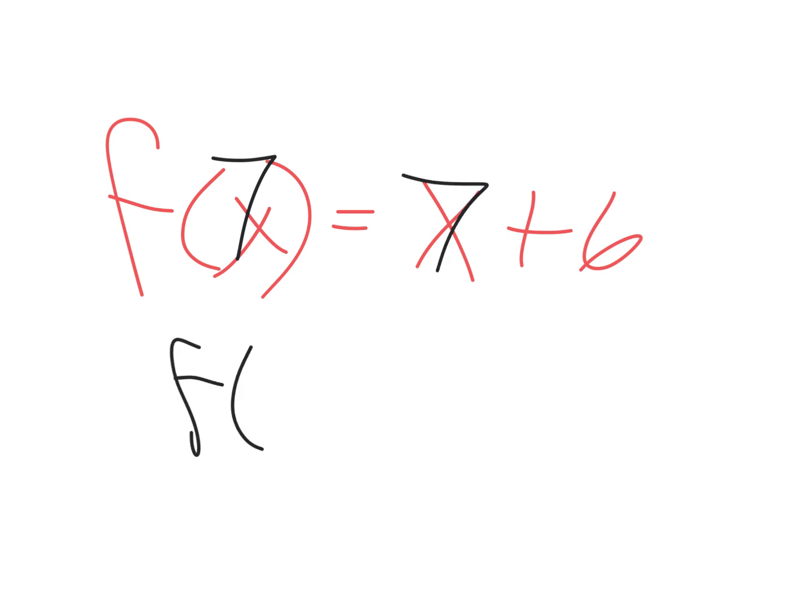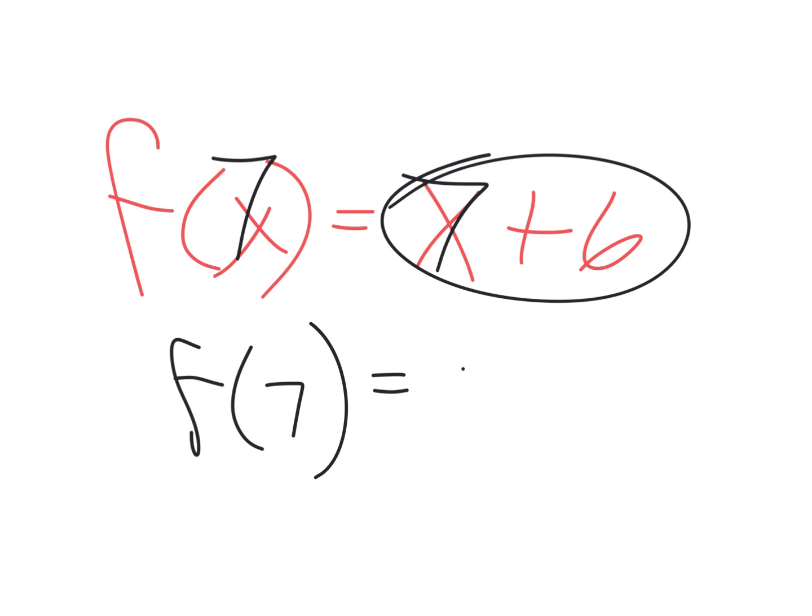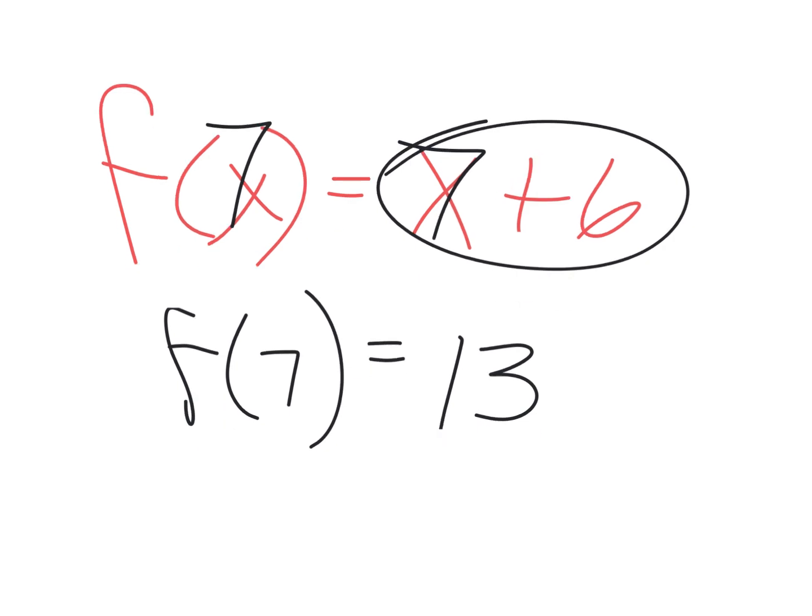When I write f of 7, you don't have to do anything. It's just like a label. It's like, I stuck 7 in the function. And then I actually add them, and I get 7 and 6 is 13. That's evaluating a function. That red function, I stuck 7 in it. And this is what I got.